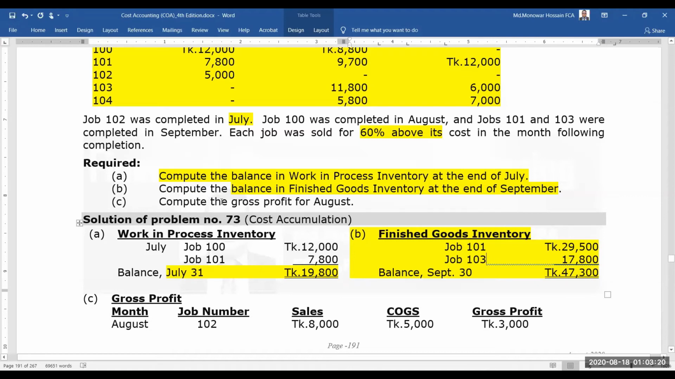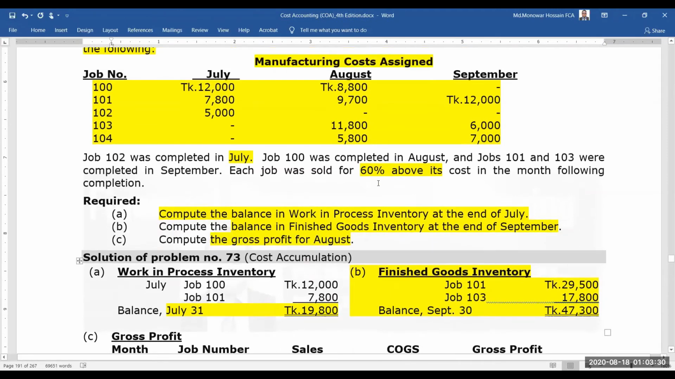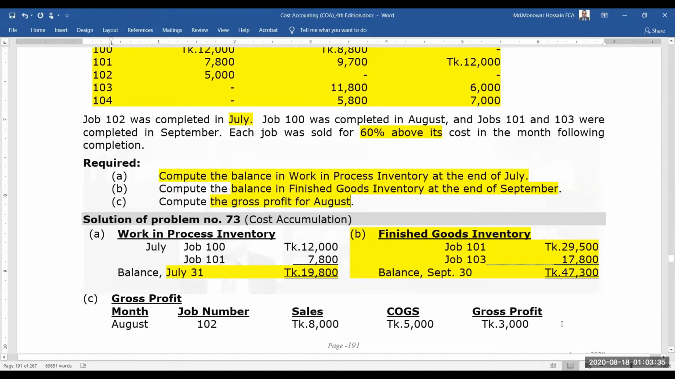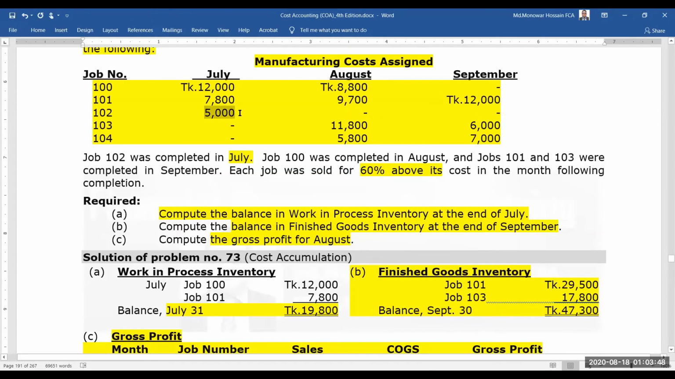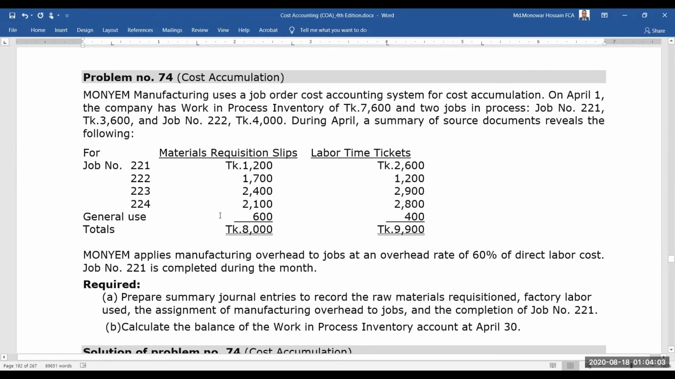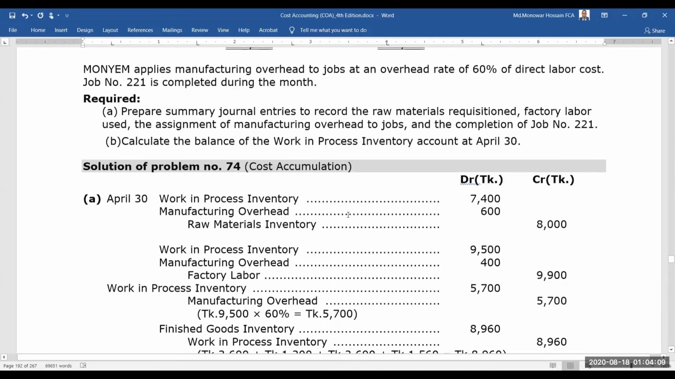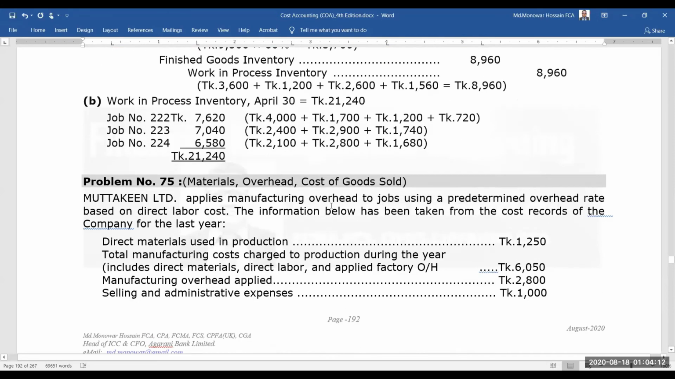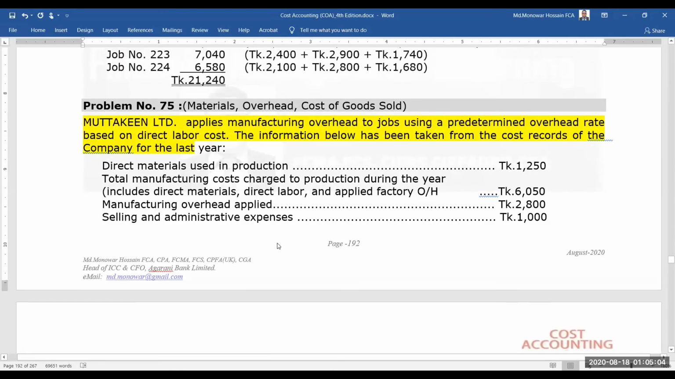Okay, now 3, compute the gross profit for August. Job number 102, sales 8,000, cost of goods sold 5,000, gross profit 3,000. 5,000 is the cost, and 160% would be the sale price, that means 8,000. So gross profit 3,000. I think it's okay for you. So there are a lot of questions with solutions included with this sheet, and go to my Google Drive and download it.